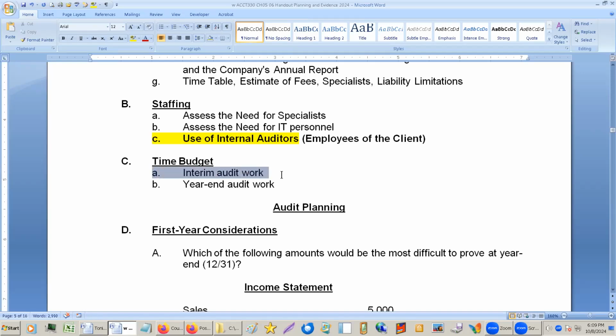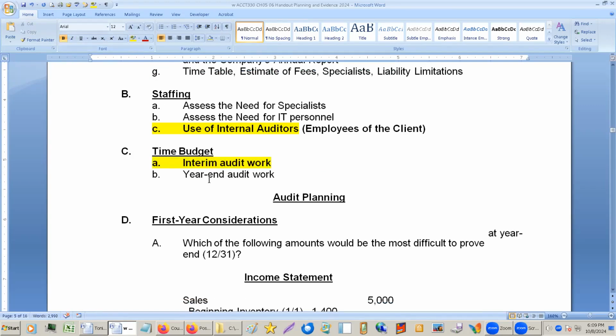Okay, this one is a little bit interim work for time budget. Notice that you do an audit, for instance, companies will have an audit done for 2024. Okay, and we're already in October. Now you can wait till the end of the year and audit for the entire 12 months prior. Here's the problem with that.